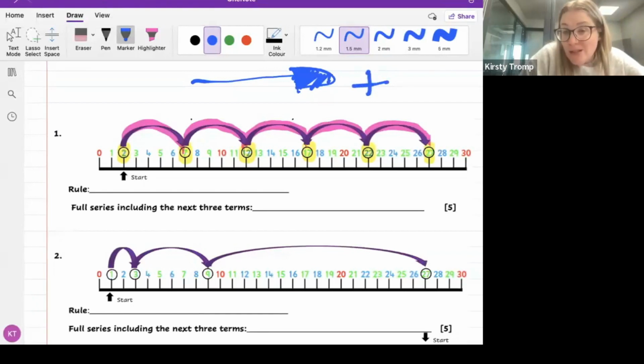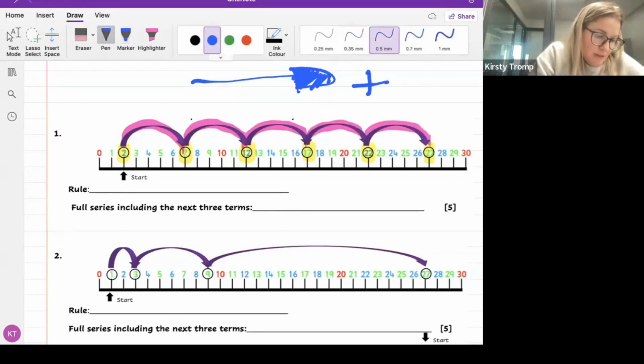So we're moving right, we are adding. Now we need to see what's the difference between these numbers. I'm starting with 2, I'm moving to 7. The difference between 2 and 7 is 5. In other words, what must I do to 2 to get to 7? I can either add it on the number line and check, or I can say to myself, 7 minus 2 will give me 5. Now I need to check. What's the difference between 7 and 12? Look at that, it is 5.